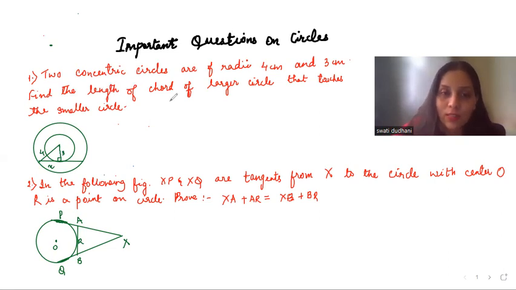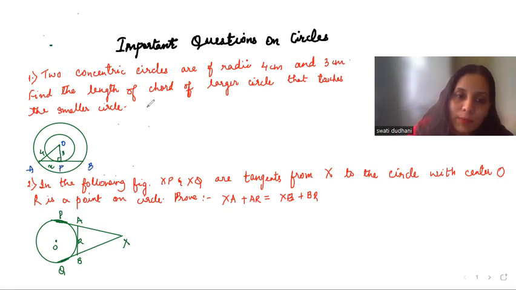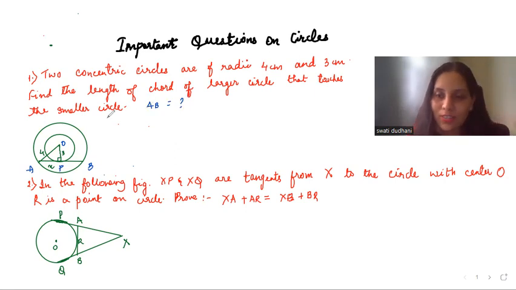Two concentric circles are of radii 4 centimeter and 3 centimeter. Firstly, what are concentric circles? Concentric circles are the circles with the same center. So here the center is O for both the smaller circle as well as the larger circle. Find the length of the chord of the larger circle that touches the smaller circle. So basically here we need to find AB. AB is the length of the chord of the largest circle and it also touches the smaller circle.